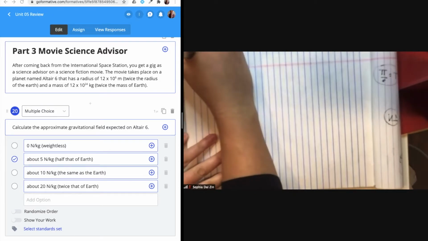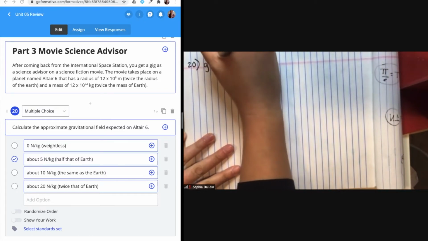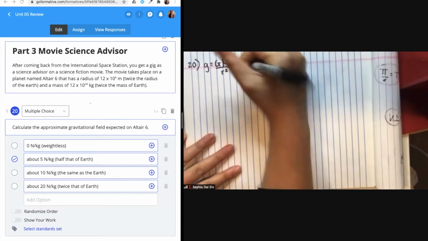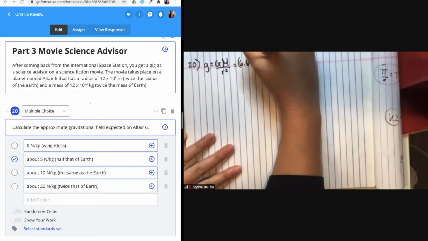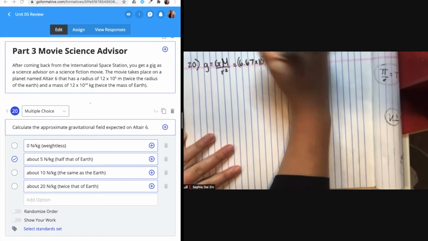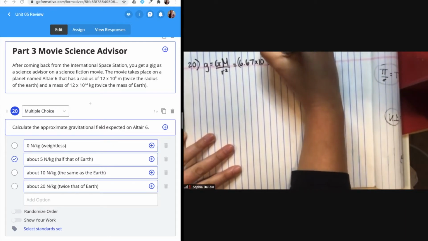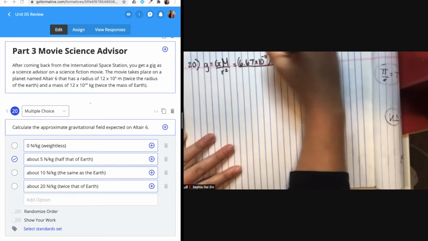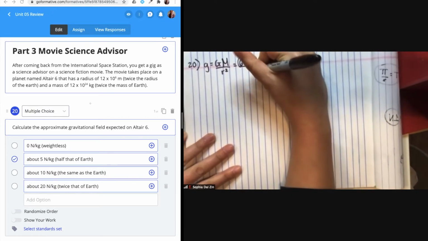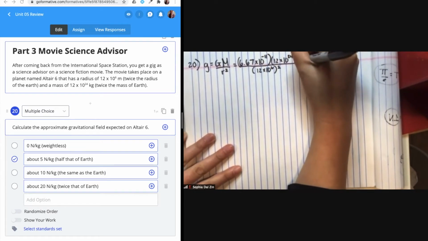Way number 1, you're asked for gravitational field. So you can just take the numbers they give you and solve for the gravitational field. You could say that G is 6.67 times 10 to the negative 11, M is 12 times 10 to the 24 kilograms, and that the radius is 12 times 10 to the 6th meters, and we square it in the denominator.